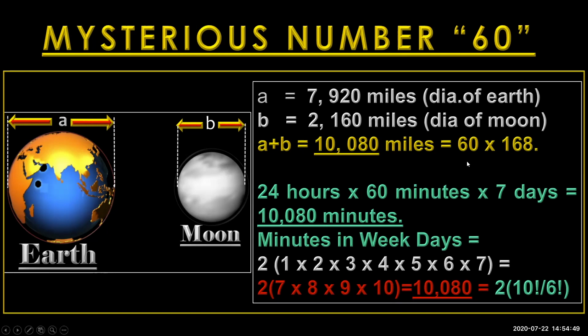The same thing is expressed in mathematics as 1 into 2 up to 7 is the same thing as 2 into 7, 8, 9, 10. That is the same product, which is factorial 10 divided by factorial 6. So the mysterious number 60 is seen here. And part 7 ends here and part 8 begins.